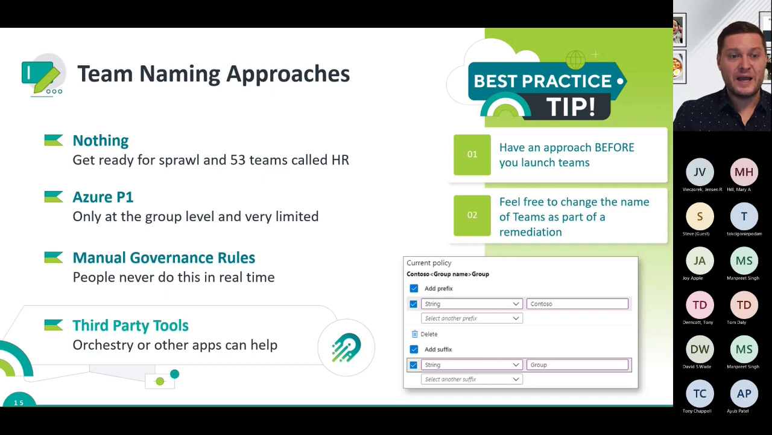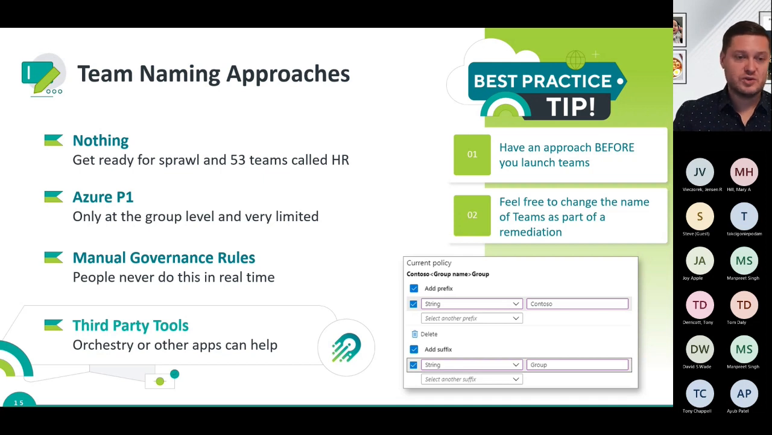You can obviously do manual governance rules also as well. We just find this doesn't work. If you train people on how they should structure their team names, what essentially happens is people read it, they forget it, and in the heat of the moment of them requesting a team or a SharePoint site or a group, they never do it.